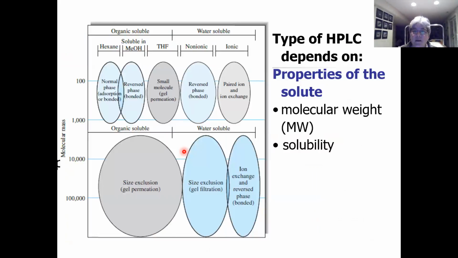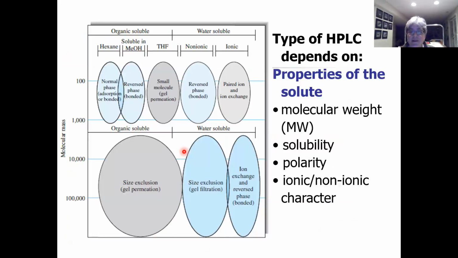Okay, now what kind you are going to use will depend on several factors. It depends on the molecular weight, the solubility. Does your sample dissolve in water or in hexane or in what solvents? That's related to polarity. And then is your analyte ionic or non-ionic? So this chart, notice it shows you the molecular weight up here and the different solvents. It gives you an idea of where you might use these different kinds of chromatography.